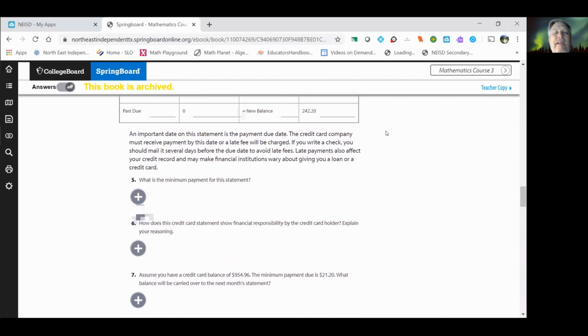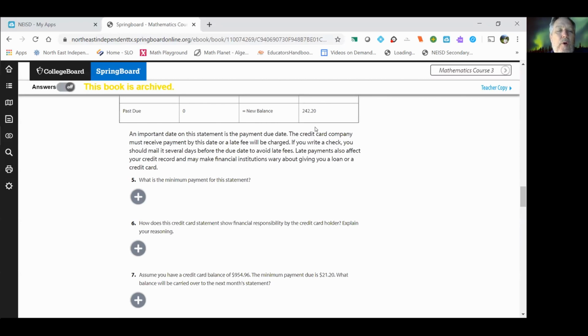An important date in this statement is the payment due date. The credit card company must receive payment by this date or a late fee will be charged. If you write a check, you should mail it several days before the due date to avoid a late fee. Late payments also affect your credit record and may make financial institutions wary about giving you a loan or a credit card. And again, many people, of course, don't pay by checks anymore. But if you do, you want to make sure you pay it ahead of time so that it gets here before the due date. Most credit cards now offer you an opportunity to pay online.